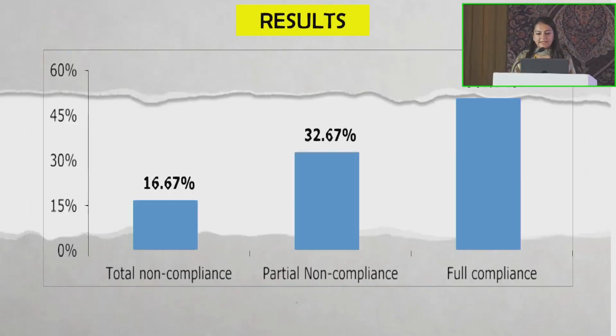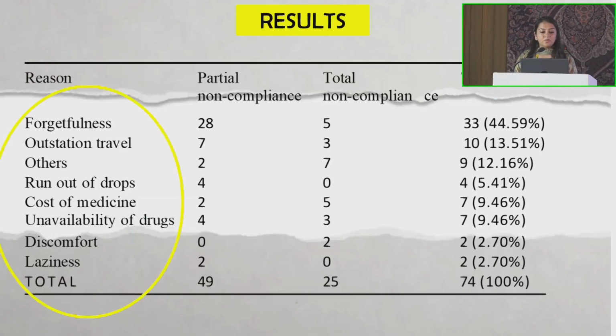We took about 80 eyes, and in this study, initially without using the sleeve, we found up to 50% non-compliance, including total and partial non-compliance. The main reasons for non-compliance were, number 1, forgetfulness was the main reason. Sometimes cost effectiveness, that the drops are getting over very quickly. Glaucoma medications are expensive. Unavailability of drops, going out of station, and discomfort and laziness. These were the things we observed in our study.